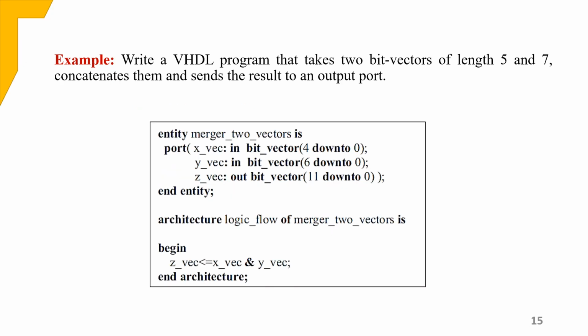In this example, we want to write a VHDL program that takes 2 bit vectors of lengths 5 and 7 and concatenates them together and sends the result as an output. Okay, so the output has to be a length of 12 bits, and for producing the output as described in the example, we have to concatenate the two inputs together. To concatenate, we have to use the ampersand.